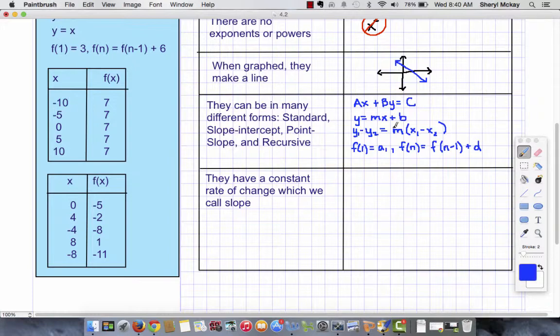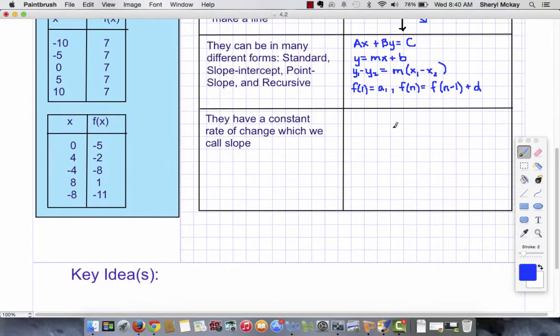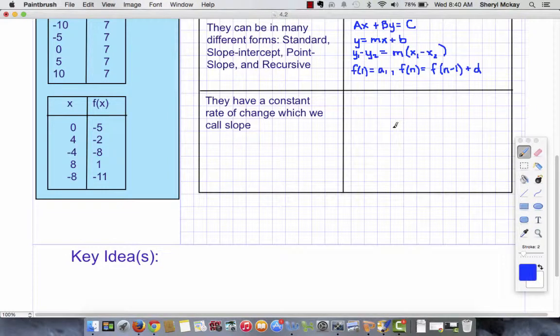And finally, the one thing about linear functions is that they have a constant rate of change, and we've often called it the slope, okay? It's the constant rate of change. It's how we get from one term to the next term, all right?